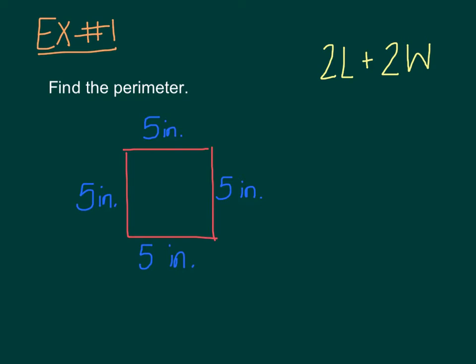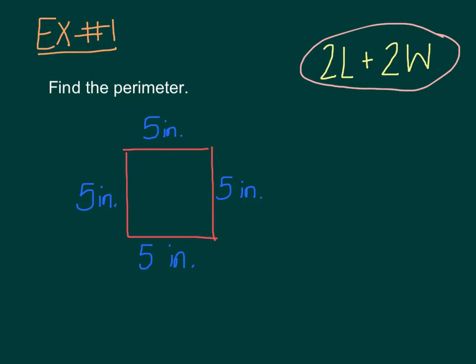Example 1, find the perimeter. This one is relatively easy. It's a square, and we know squares have all congruent sides, so they're all the same. But I wrote a formula that we can use if it's not so easy: 2 times the length and 2 times the width. That's what the L and W stand for, length and width.